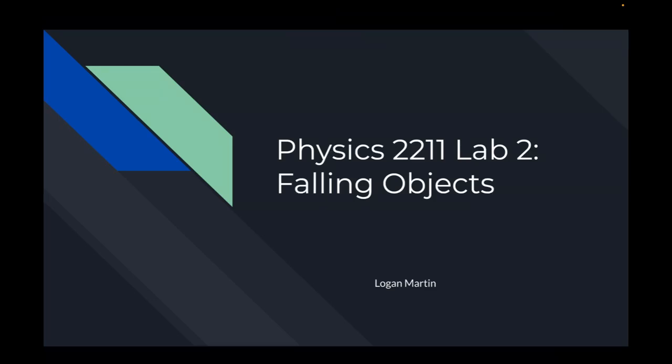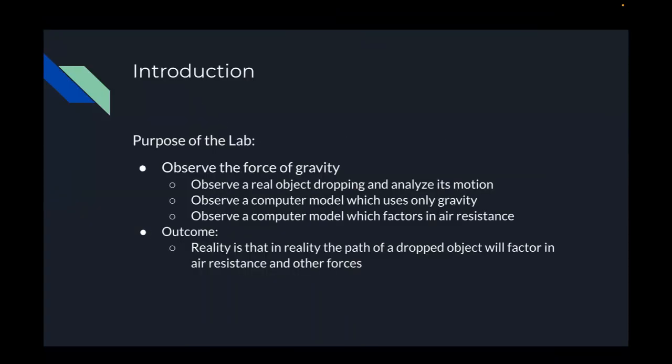Okay, this is going to be my video lab report for Physics 2211 Lab 2, Falling Objects. The purpose of this lab is to observe the force of gravity via a real-life experiment, which is going to be a ball in free fall. And we're also going to compare that to two computer models, one of which only models gravity acting upon the ball, and the other one factors in air resistance.